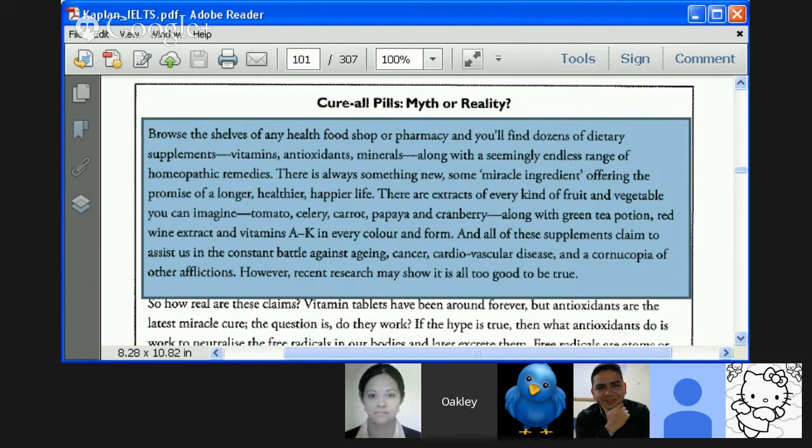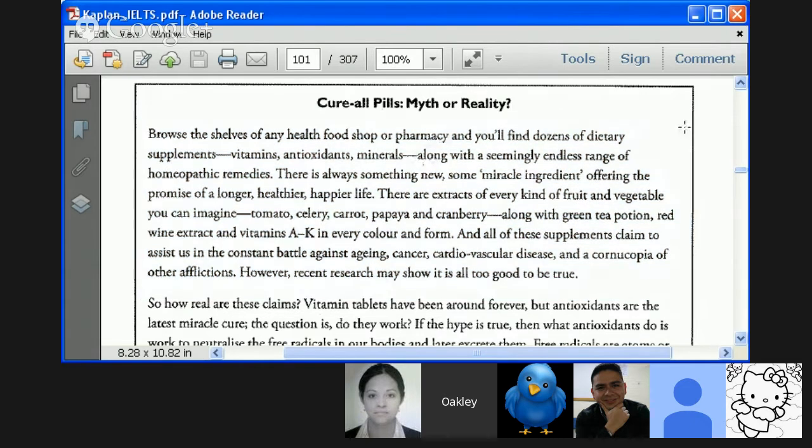It's about trying to know if homeopathic remedies are myth or reality. Okay, so homeopathic remedies, but along with an endless range of homeopathic remedies, that's just another example. They give other examples: vitamins, antioxidants, minerals. So I would say dietary supplements, because later we see all these supplements.